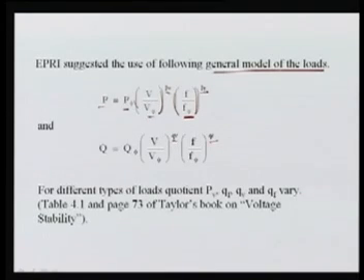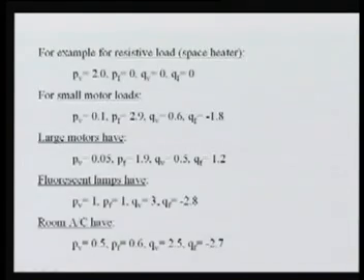Similarly here QV and QR for the reactive power can vary, and different values are given for different types of loads. This means these coefficients are basically taken from Taylor's book on voltage stability, that is Table 4.1, page 73, you can see. For example, just I will tell you, if PV is equal to 2, PF is 0, QV is equal to 0 and QF is 0, it is nothing but a simple resistor.